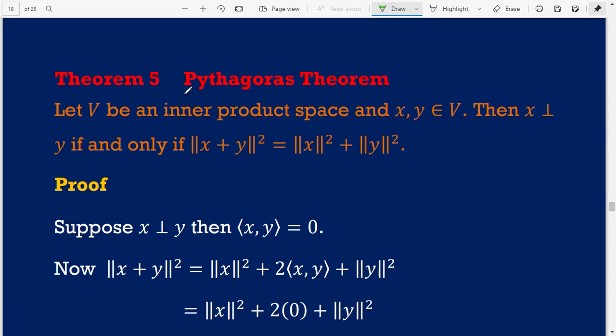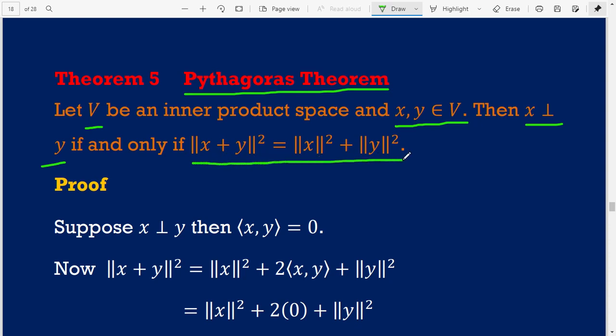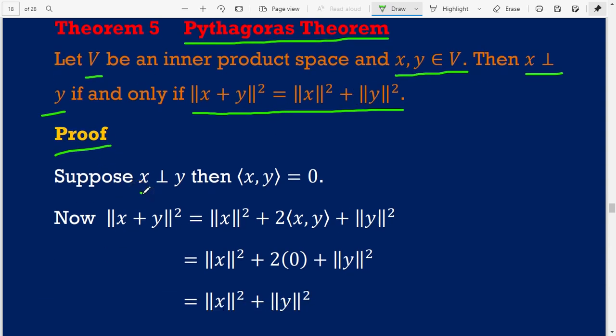Now, theorem, Pythagoras theorem. Let V be an inner product space and x, y belongs to V. Then x is orthogonal to y if and only if norm x plus y square is equal to norm x square plus norm y square. Proof. Suppose x is orthogonal to y, then inner product x with y is equal to 0.